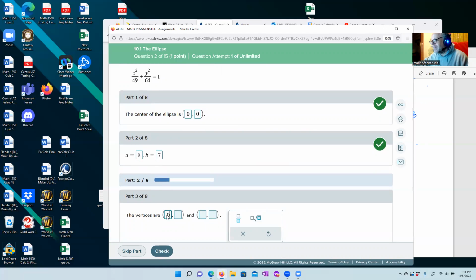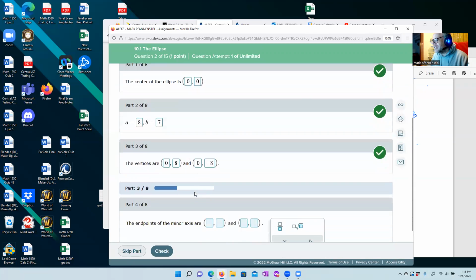So x, y, and again, if the center was different, then the x coordinate would be a different spot.